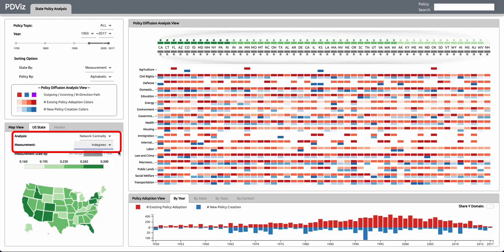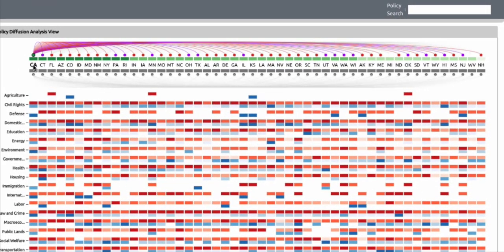InDegree describes how much direct impact a state has received from others. California has also been influenced most by the others, as well as Connecticut, Florida, Arizona, and Colorado.